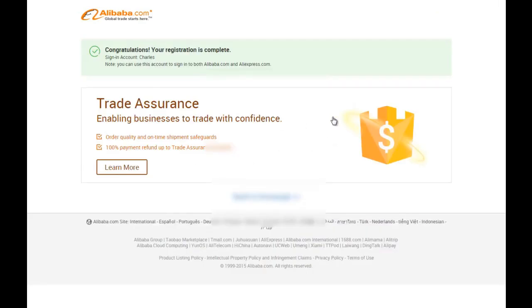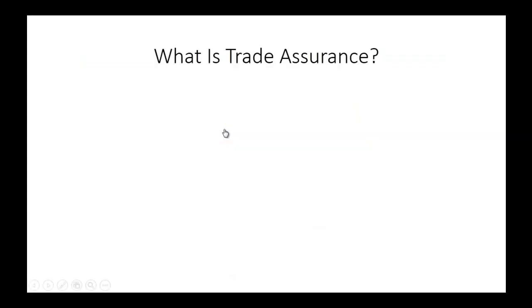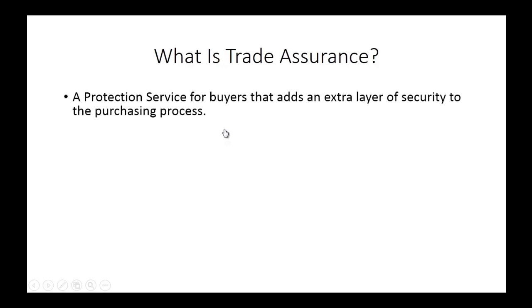We're now going to be asked if we want to be part of Trade Assurance. And you're going to click a Learn More button here. So let's talk a little bit about what Trade Assurance is. Trade Assurance is basically a protection service for new buyers and actually experienced buyers that adds an extra layer of security to the purchasing process on Alibaba. And of great benefit, the service is actually free.